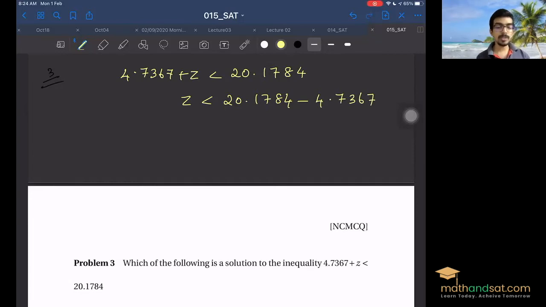So you have to do these decimal operations. Of course, if this question appears in the calculator section, it is better to pick up the calculator so that you don't make a mistake. Otherwise, you have to do your regular arithmetic. So we have 20.1784 minus 4.7367.